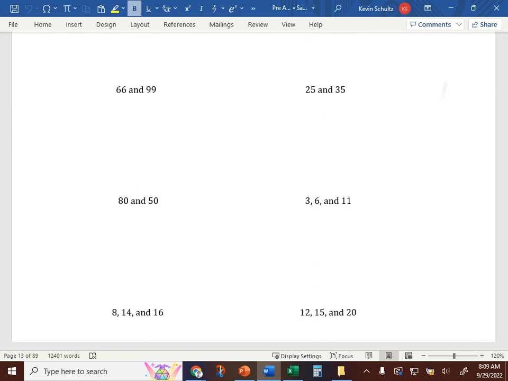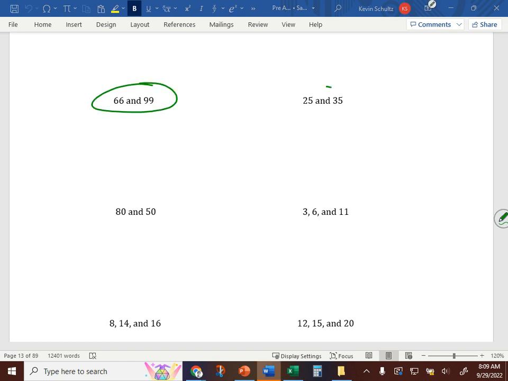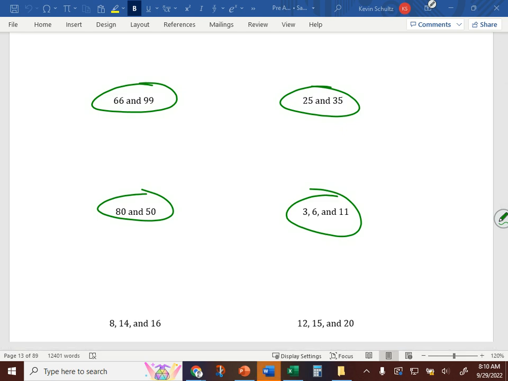Of the 8, no, let's start with the, let's go on here. Of these 4, right here, okay, actually not that one. These 4 here, pick 3 of them to do.